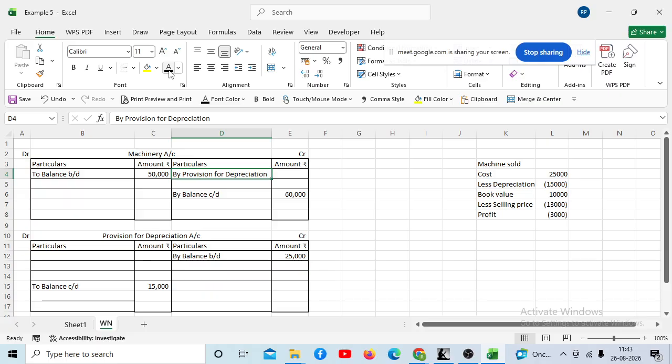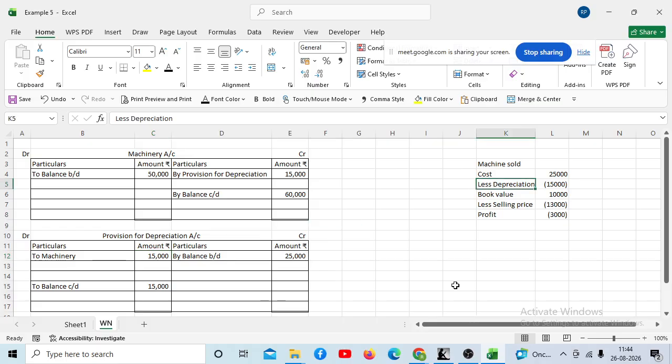By provision for depreciation. What is the value? 15,000. Now the second effect of this: since here it is on the credit side in provision for depreciation, it will come on which side? Debit side. We have to write here to machinery, same value. Done. Any doubt? Okay. So depreciation is done.